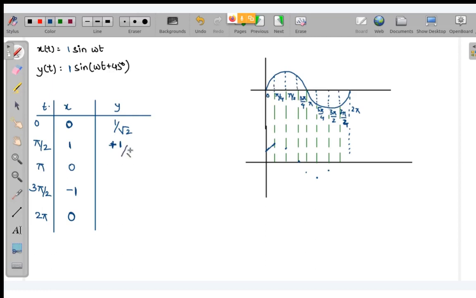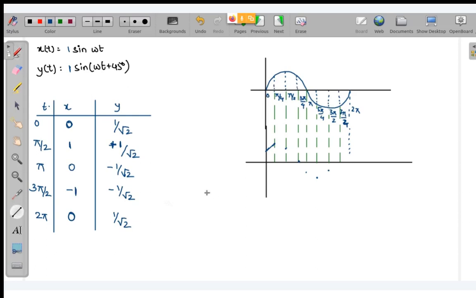Plus 1 by root 2. Correct. This is 180 plus 45, so that is 225, which is minus 1 by root 2. This is 3 pi by 2, meaning 270, so this is also minus 1 by root 2. And this will be 2 pi, so this is 1 by root 2. Tell me if I am wrong anywhere. Is it correct? Any doubt? Yes, sir, it is.